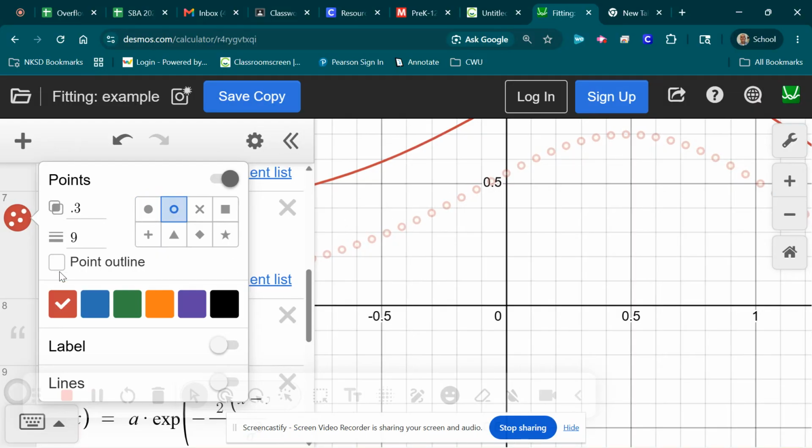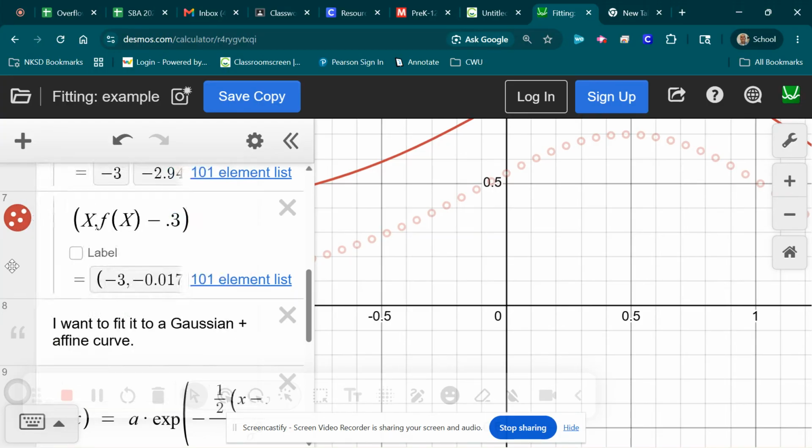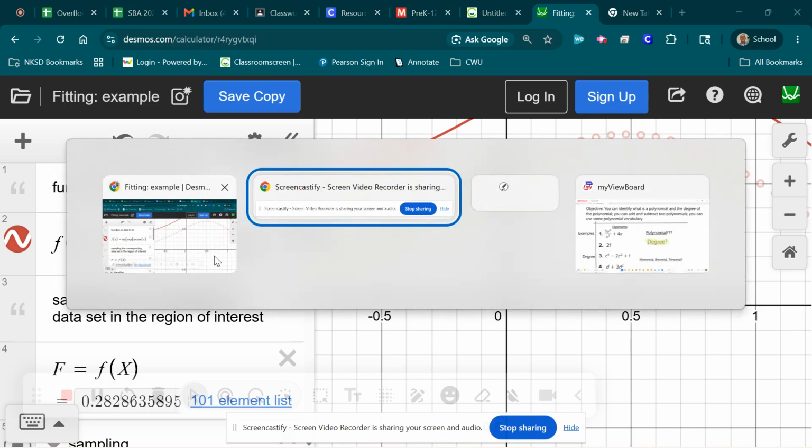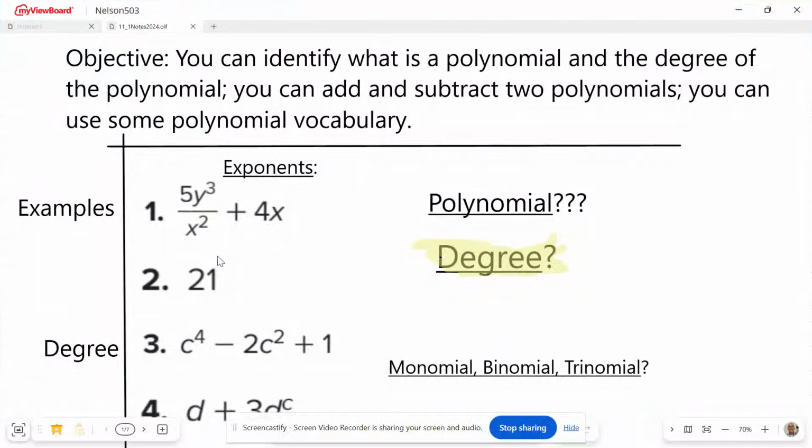But these are just a bunch of points, and then whoever made this fit a function to it. But look how complicated that function is. Sine, exponential function, or I'm not even sure what that is. Arctangent, I know what arctangent is. So when I look over at my notes, I want you to set up your notes right now. We're not going to be talking about anything that complicated. Look at our expressions here.